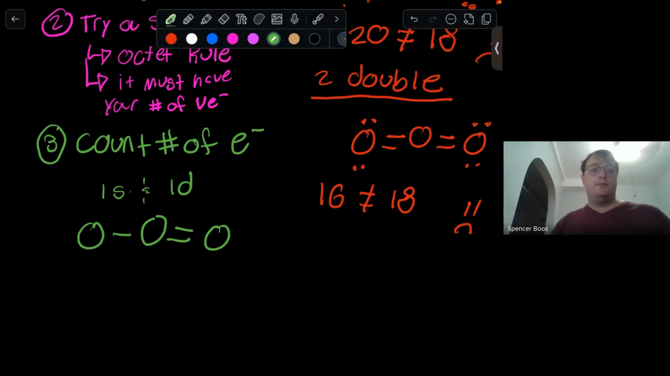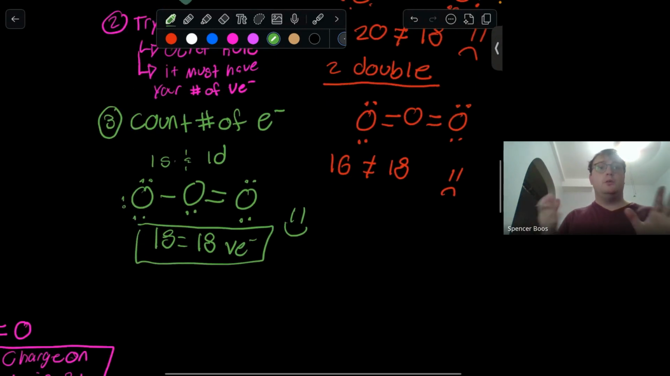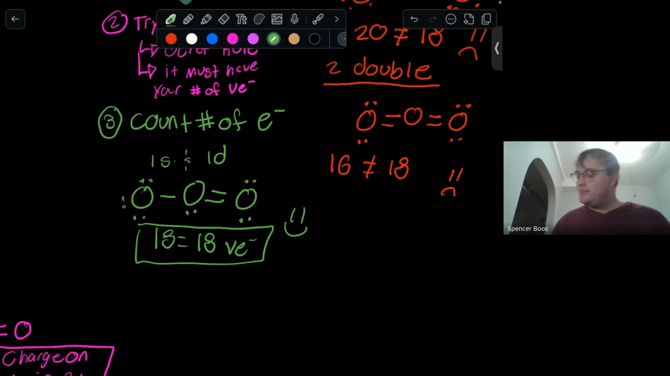All right. This one needs 6 more electrons in order to be stable. This one needs 2. This one needs 4. Count it up. 2, 4, 6, 8, 10, 12, 14, 16, 18. 18 is equal to 18 valence electrons. Now you reference your chart. What structure has 2 bonded atoms and 1 lone pair on the central atom? If you said bent, you would be correct.